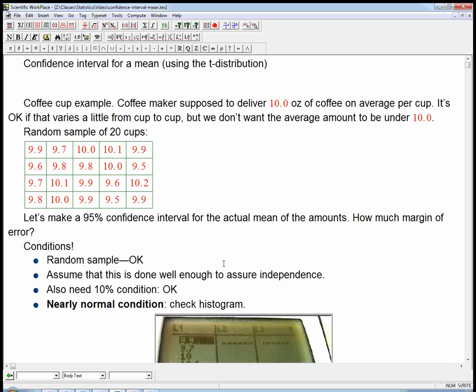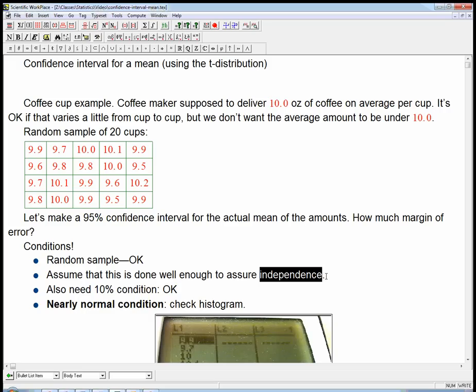First of all, there's some conditions to check, as always. It has to be a random sample. Well, we've been told it's a random sample. We're going to trust that it really was random. We're going to assume it's well enough to assure independence of the individual values. In particular, it certainly wouldn't be a good random sample if it was just 20 cups in a row. Maybe if it's 1 cup every hour, 1 cup every day, or something like that. Okay, randomly sampled. And so we're going to trust that it was done well enough to assure independence.